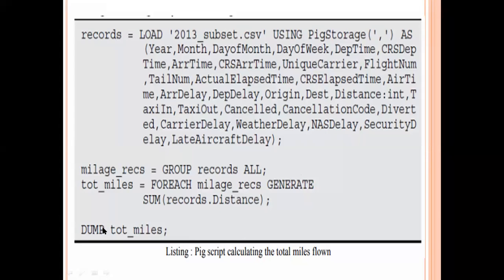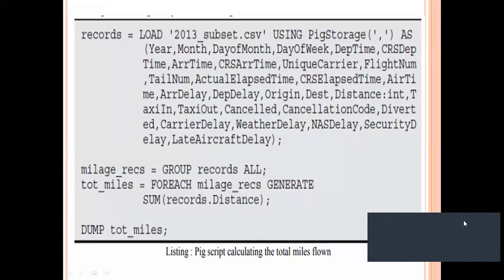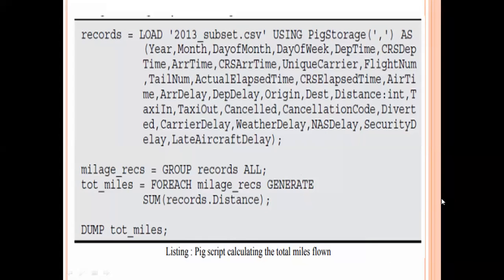Then we dump the total miles. What is the meaning of dump here? Here we mainly saw the load statement, group statement, foreach, generate, and even the dump statement. Can anyone say what the meaning of dump is? Why are we using the dump command? We discussed it in the last class, and I'm going to briefly explain again. What is the use of this statement in this program?